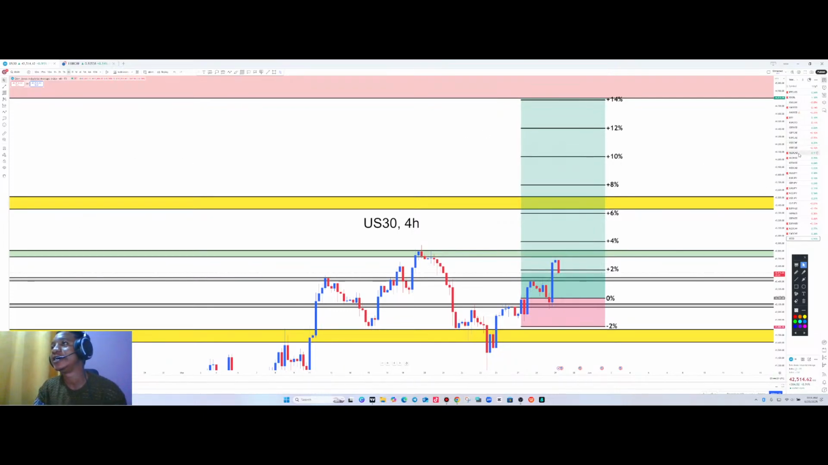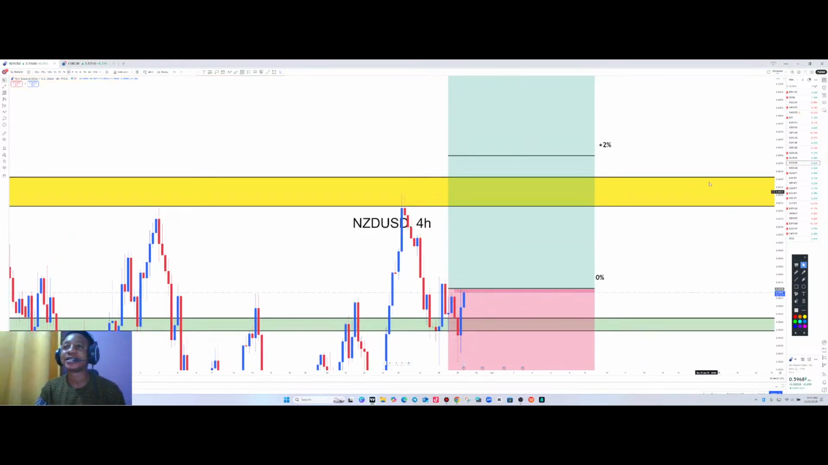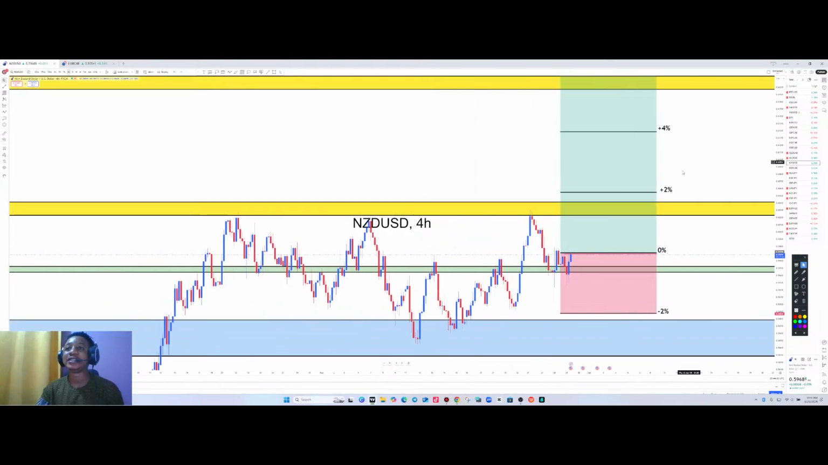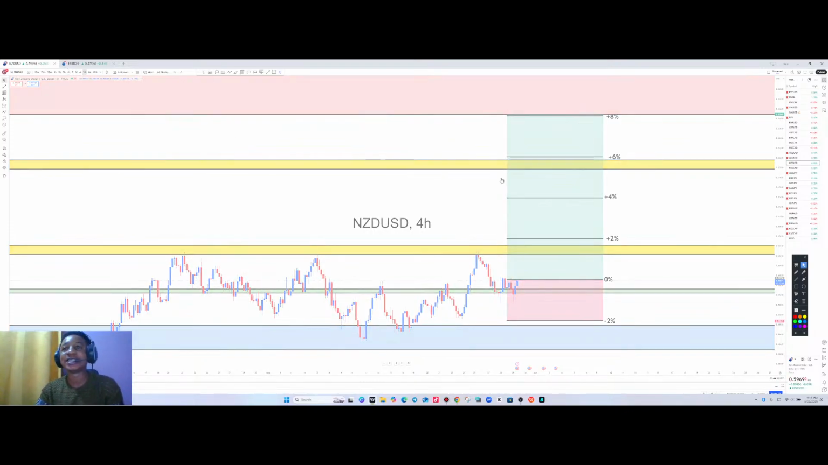NZD-USD. Right, so NZD-USD is also up next. Let's go into it. NZD-USD. So you can see I have a buy setup here. Let's go through it. NZD-USD, beginning the analysis from the higher time frame.